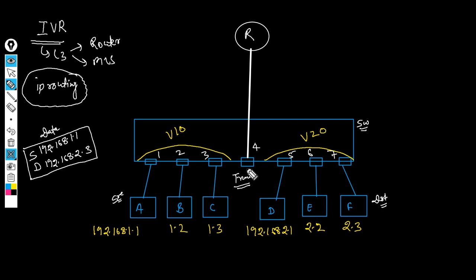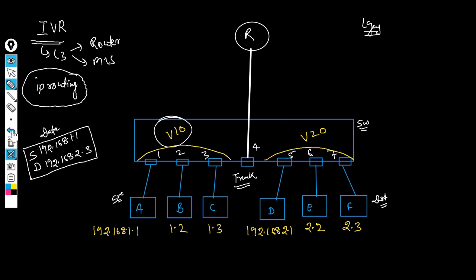Now, when it comes to the router on a stick method, what exactly are we going to do? In the legacy method, you needed to take a separate cable and connect it to the router for each and every VLAN. If I have 2 VLANs, I need 2 separate cables. If I have 10 VLANs, I need 10 separate cables, which is basically a drawback.